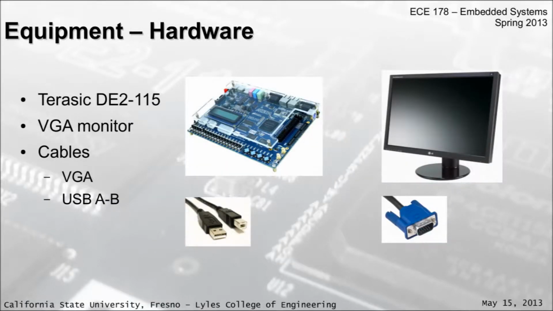So for hardware equipment, we're using the DE2-115. That's the circuit board pictured there. A VGA monitor. And then for cables, we have a VGA cable to connect the DE2 to the monitor and a USB cable to connect the DE2 to the computer. At a bare minimum, that's the hardware required. Not a whole lot going on there.